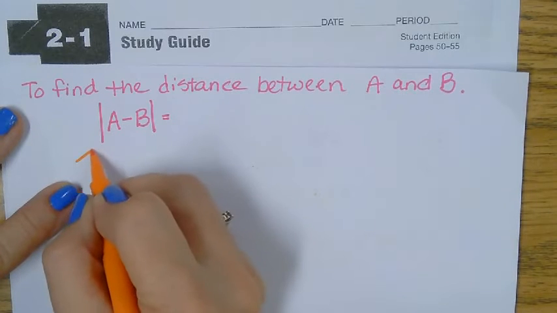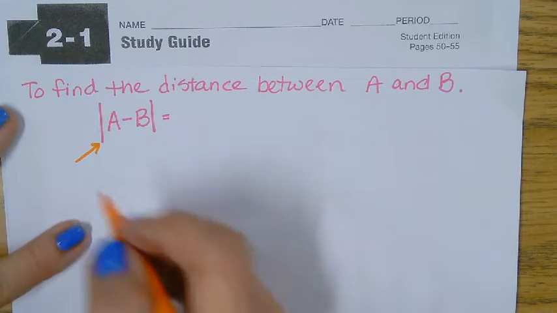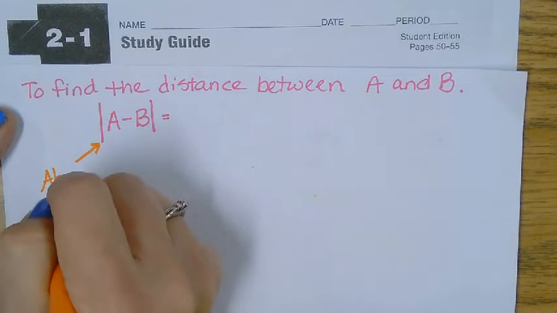Now what about these straight bars sitting out here? What are those? The lines, what are they? What do they mean? Begins with an A. Absolute value.